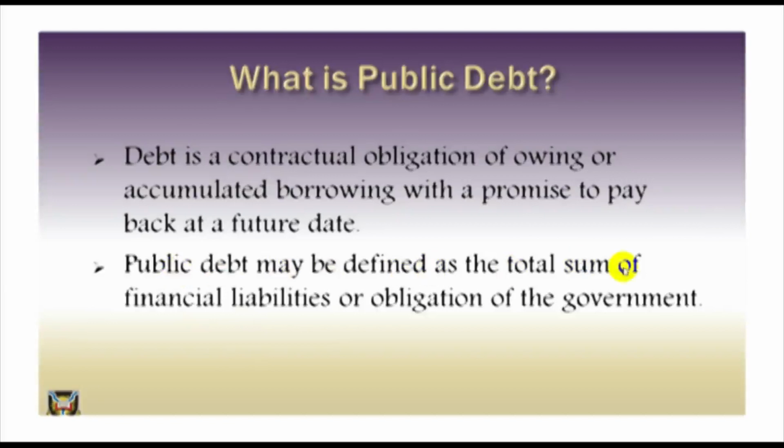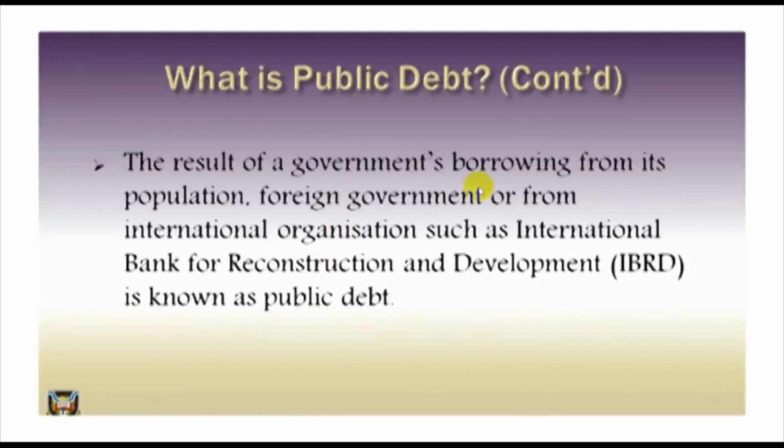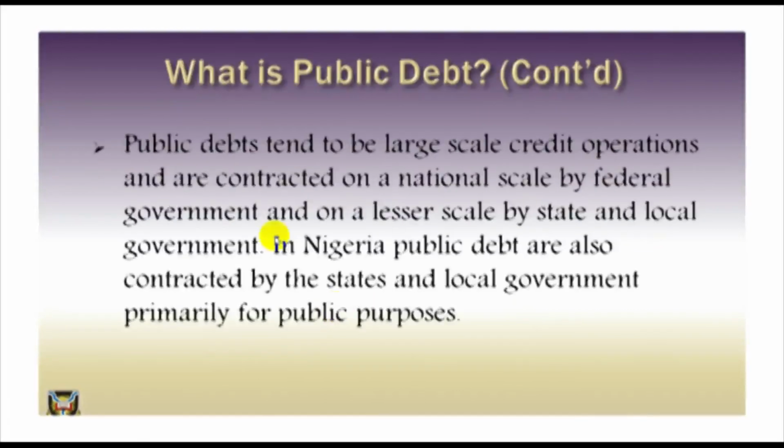Public debt may be defined as the total sum of financial liabilities or obligations of the government, the result of a government's borrowing from its population, foreign governments, or from international organizations such as the International Bank for Reconstruction and Development, IBRD. Public debts tend to be large-scale credit operations and are contracted on a national scale by the federal government and on a lesser scale by state and local governments. In Nigeria, public debts are also contracted by the state and local governments primarily for public purposes.